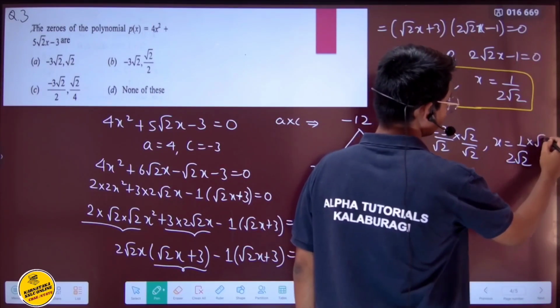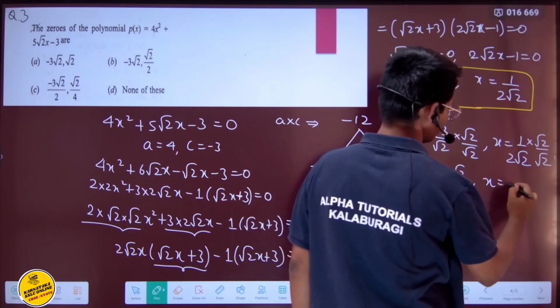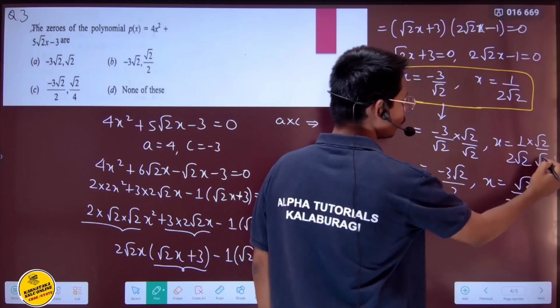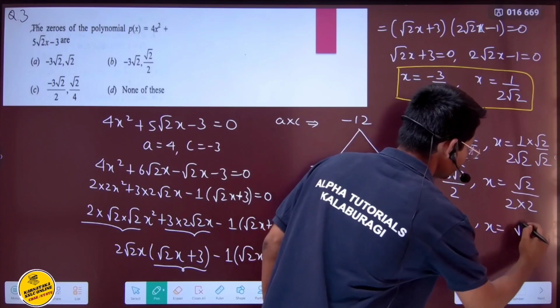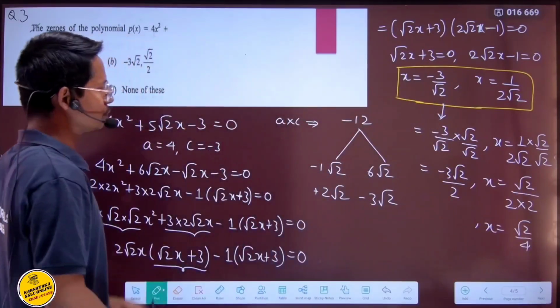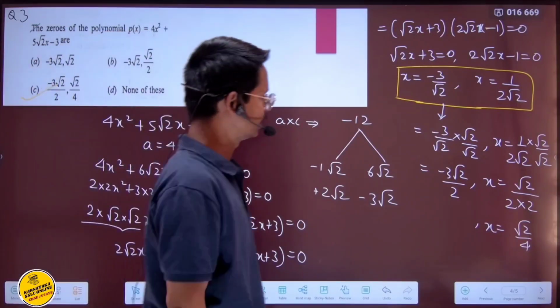And the other, again 1 by 2 root 2. Again you can multiply with only the irrational number. So you'll get x equal to numerator root 2, denominator 2 as it is. Now root 2 into root 2 you'll get 2, so the other zero is going to be root 2 by 4. Root 2 by 4. So I think it is option C. It is option C.